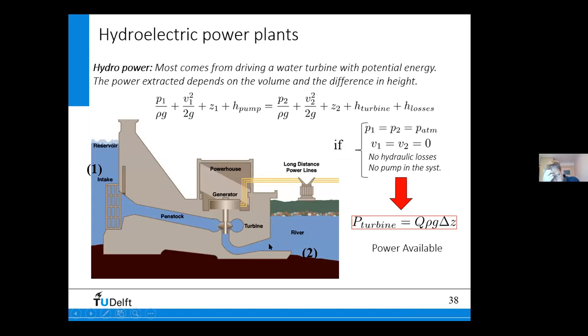I have one question, so maybe we can answer it in the chat. Why is the turbine located at the downstream location? It's here at the lower end of the system and not on the upper end of the system. Why is it located at the lower end? You can answer this question in the chat, if somebody knows why such a turbine is located at the lower end of the system.